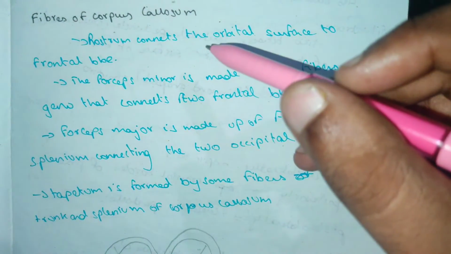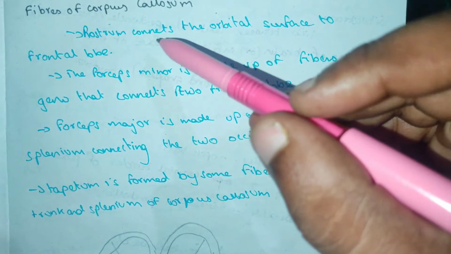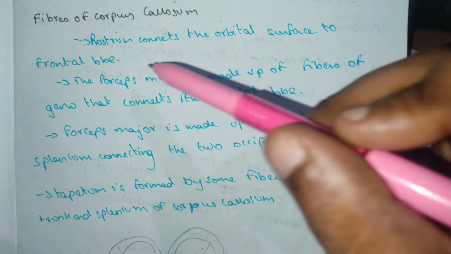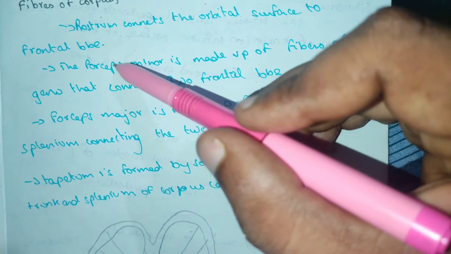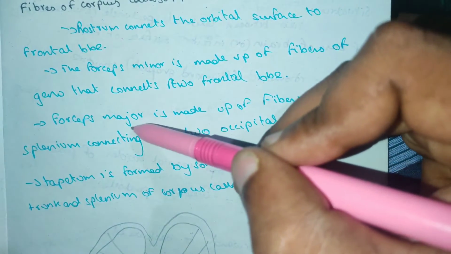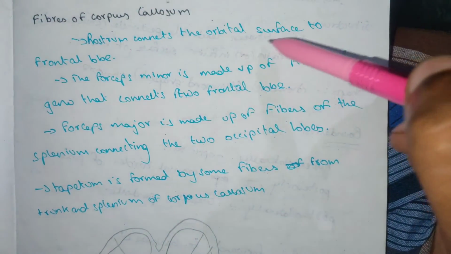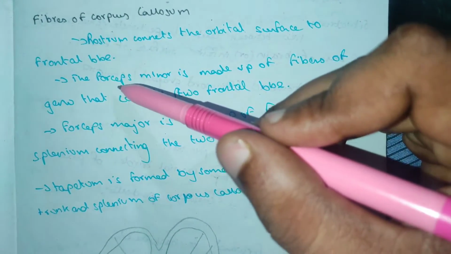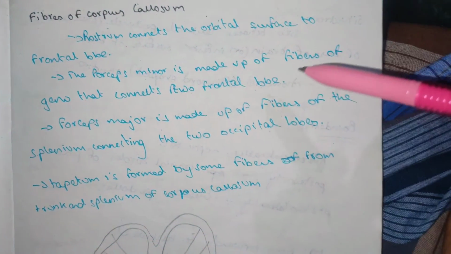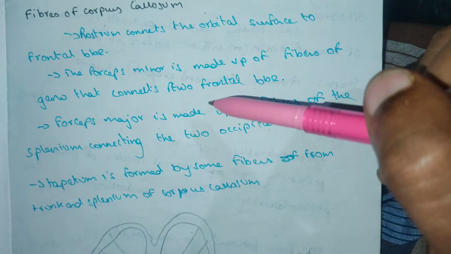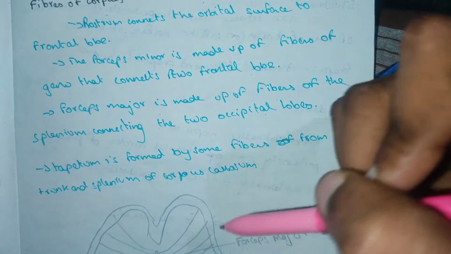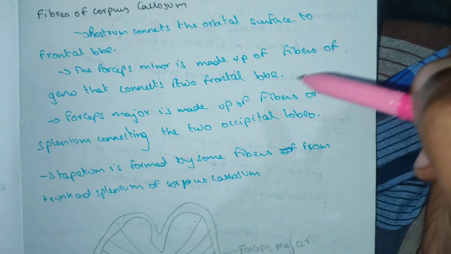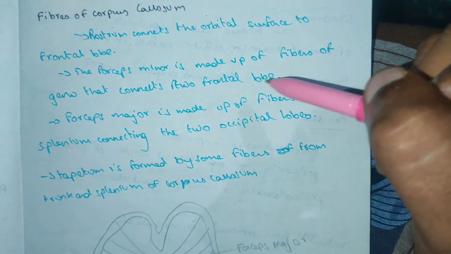Now we will see the fibers of the corpus callosum. The rostrum, located in front of the genu and coming downward and backward, connects the orbital surface of the frontal lobe. The forceps minor is made up of fibers of the genu, which connect the two frontal lobes.